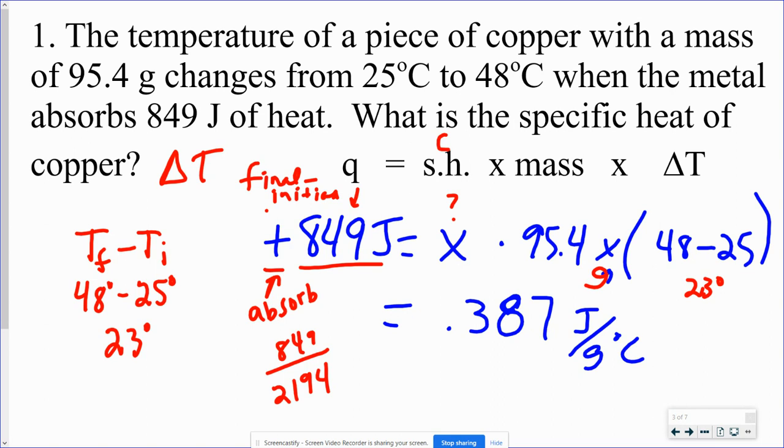0.387 rounded. Okay, and the units on that will be joules per gram degree Celsius, because we have joules from the heat, we have grams from the mass, and the temperature change was in degrees Celsius. So joules divided by grams times Celsius. That is the specific heat of that copper. Okay.